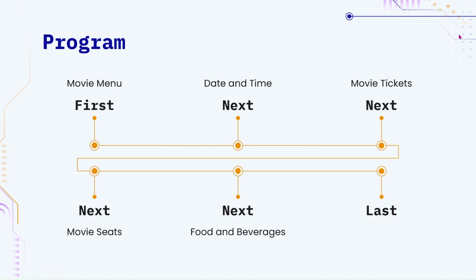For added convenience, the system also offers the option to select food and beverages, though this step is entirely optional. After this, the program proceeds to calculate the total cost, the selected movie, the number of tickets, seat preferences, and any chosen food and beverages. Subsequently, the program will guide users through the payment process, strictly accepting cash payments. Users will be prompted to confirm their payment, after which they will receive an online ticket.